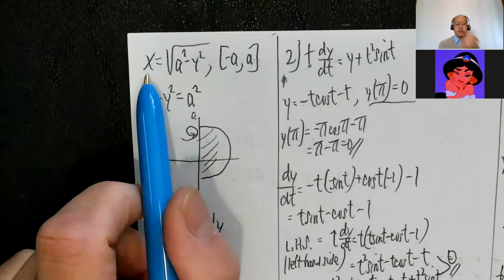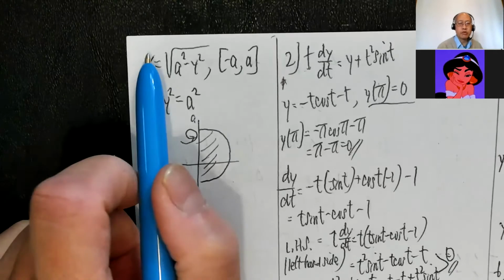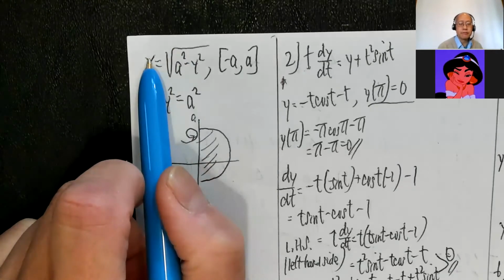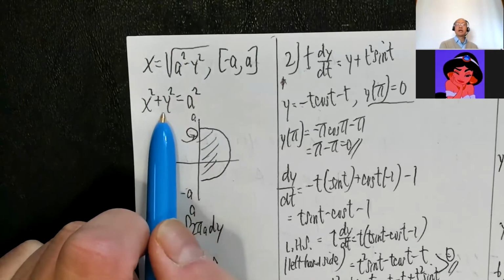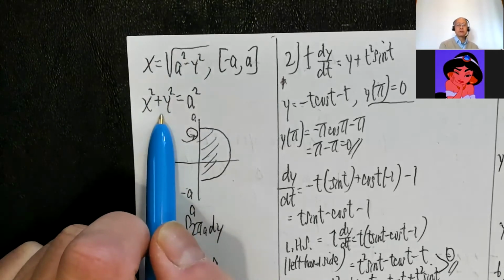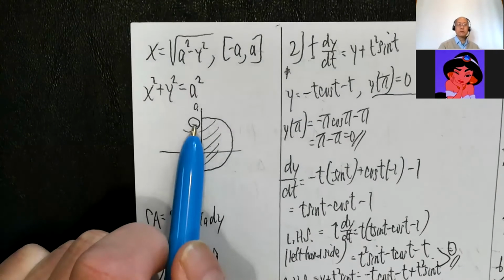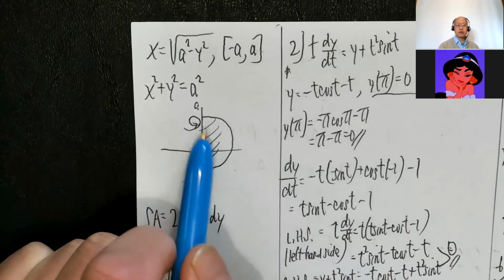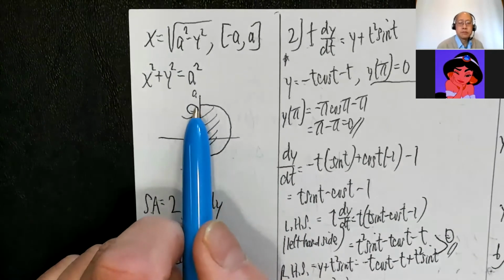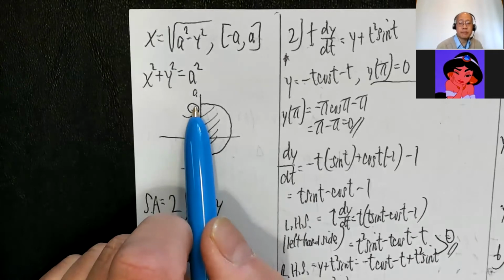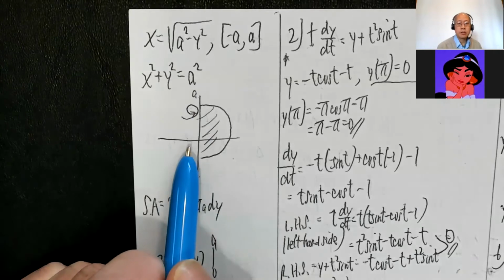Okay. A little bit of algebra will convince you that this is x squared plus y squared equals a squared. Square both sides, right? X squared equals that, and then add y squared, you get this. Well, that's a circle, center at the origin, radius of a. So I have this semicircle. If you spin it about the y-axis, you get a sphere, which means we can compute the formula for the surface area of a sphere.